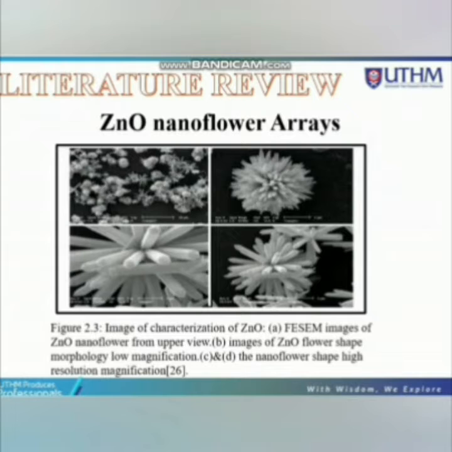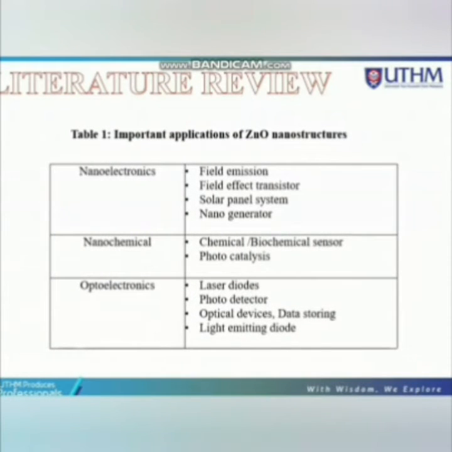Literature review. This is an example shape of the nanoflower we will obtain in this project. Important applications of zinc oxide nanostructure. First application is nanoelectronics, such as field emission, field effect transistor, solar panel system, nanogenerator. Second is nanochemicals, such as chemical and biochemical sensor, photocatalyst. Third is optoelectronics: laser diode, photodetector, optical device, data storage, light emitting diode.